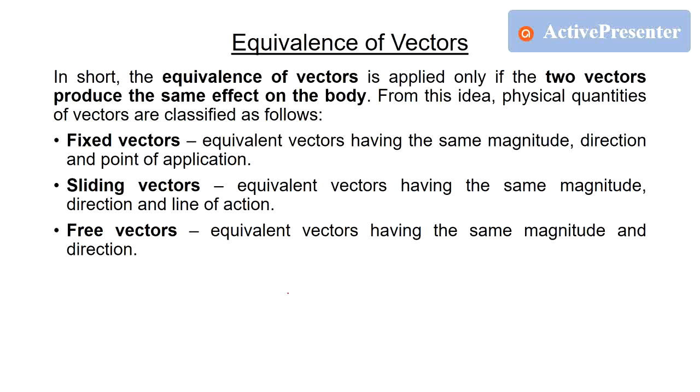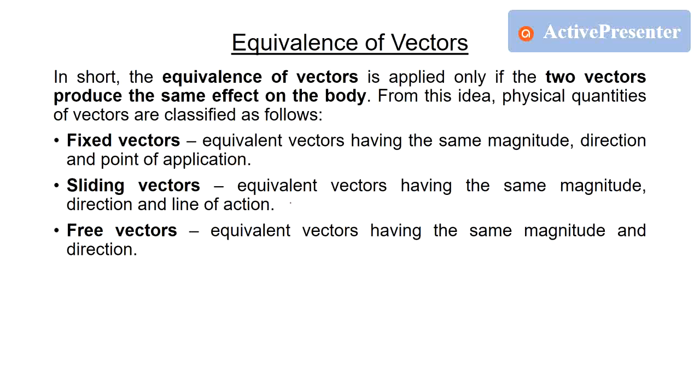The first one is the fixed vectors. Fixed vectors are considered equivalent vectors if they have the same magnitude, direction, and point of application. The same magnitude means if the force is 100 kilonewton, the other force should have the same magnitude, which is also 100 kilonewton. The direction should also be the same, and the point of application. In our example in the last slide, the point of application is different, meaning the two force vectors are not considered fixed vectors.